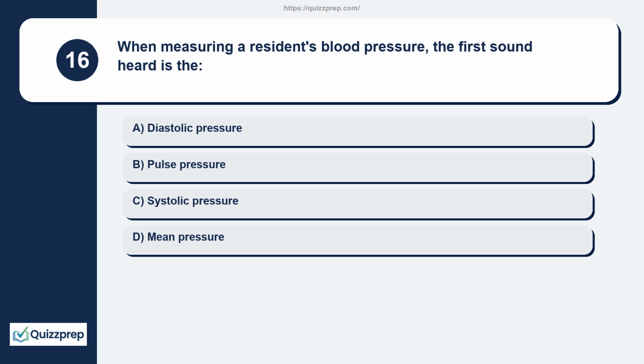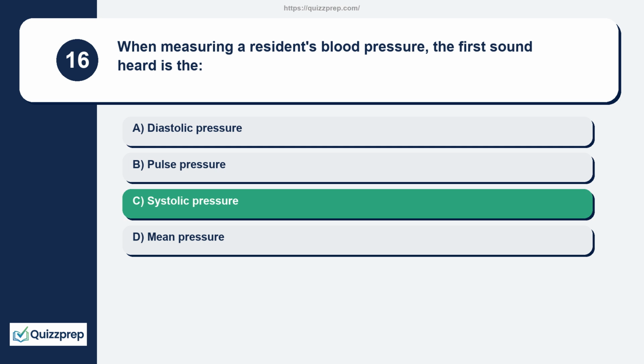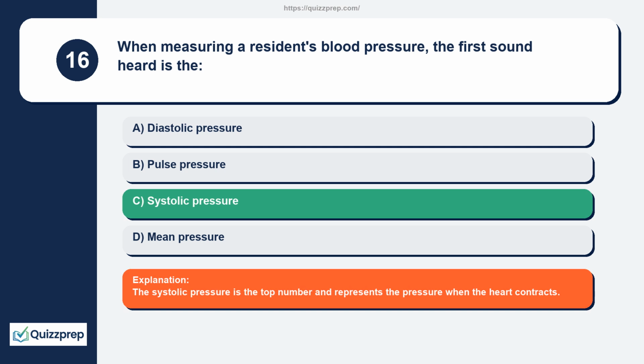Question 16. When measuring a resident's blood pressure, the first sound heard is the diastolic pressure, pulse pressure, systolic pressure, mean pressure. The systolic pressure is the top number and represents the pressure when the heart contracts.